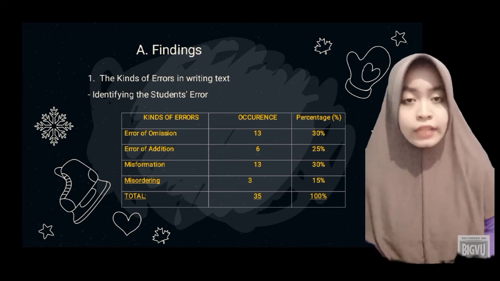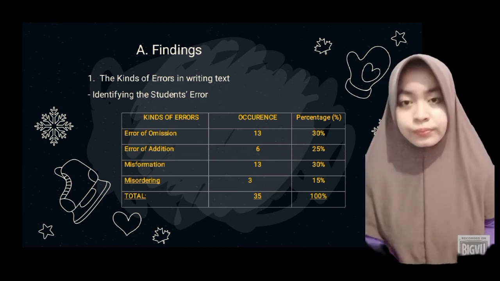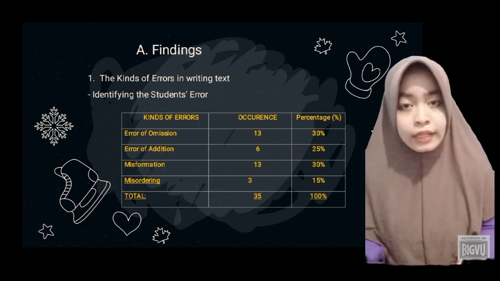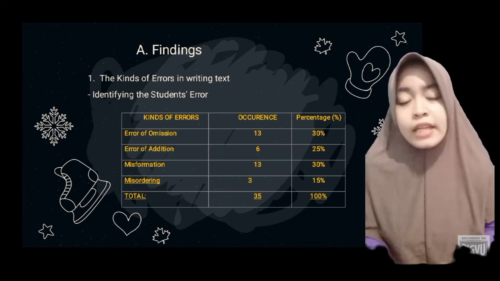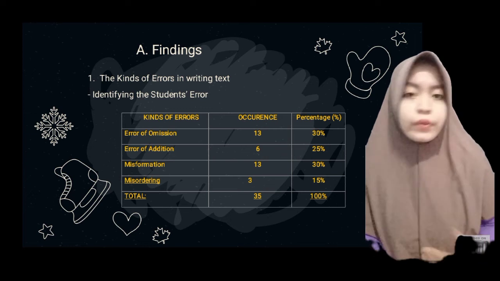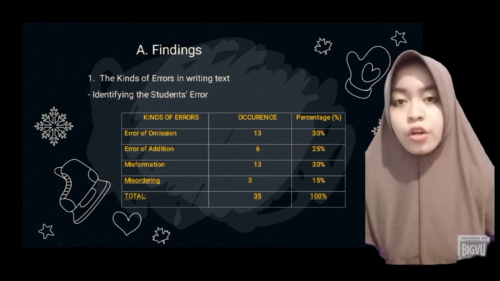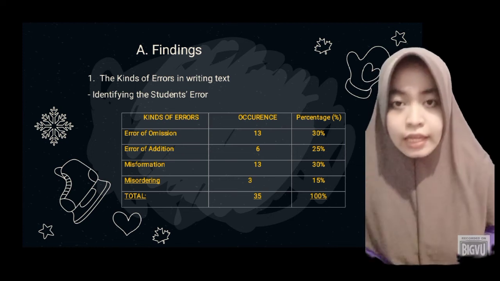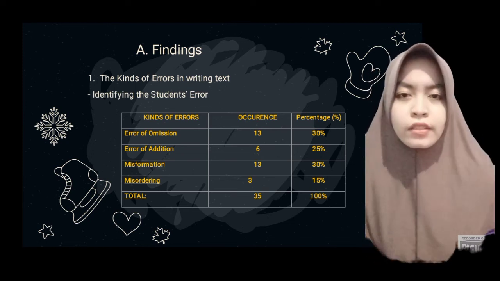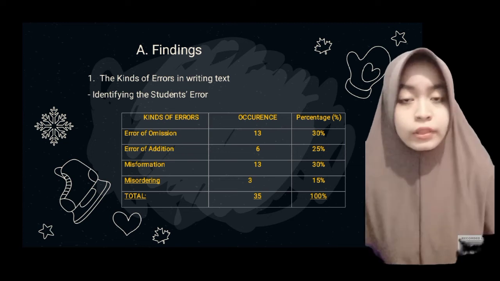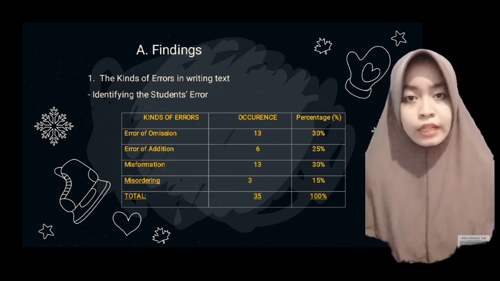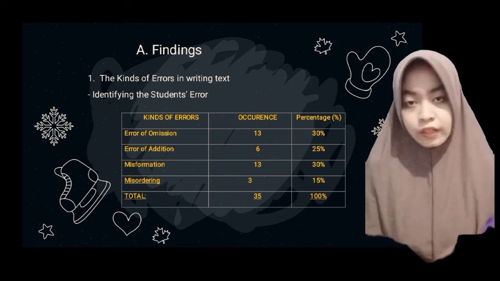The first one is the kinds of errors in writing text. The students' writings were identified and classified based on the kinds of errors according to James, 1998. Then the frequency and percentage of errors is presented in order to ease readers' understanding of the data, and then how to identify the students' errors. The following table shows the total of the errors in writing text based on kinds of errors. You can see on my screen right now.